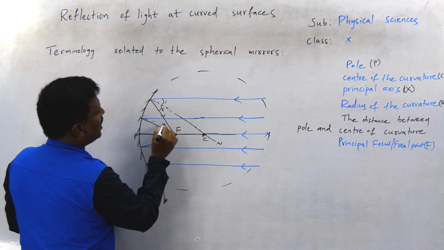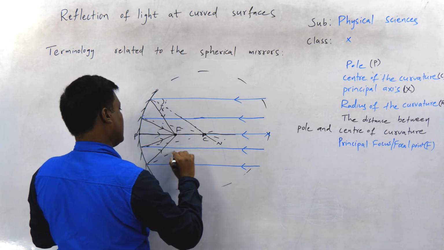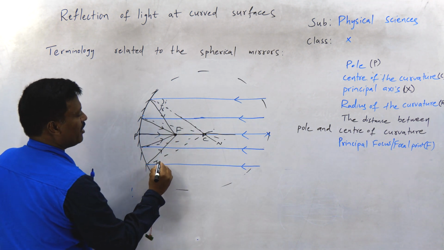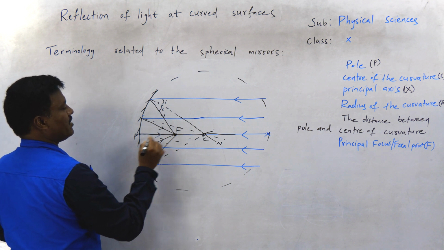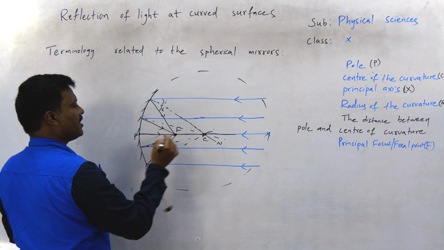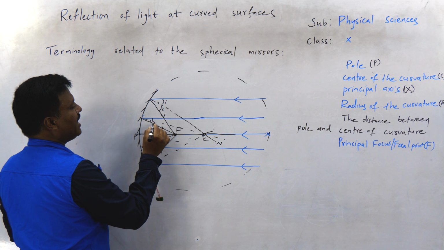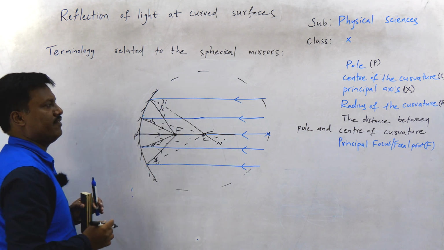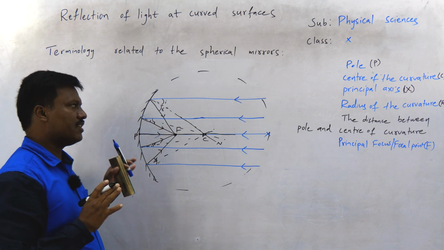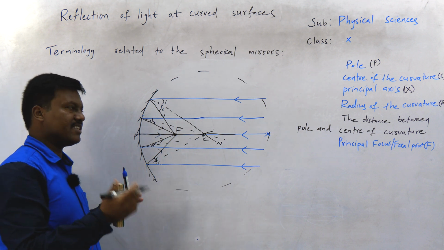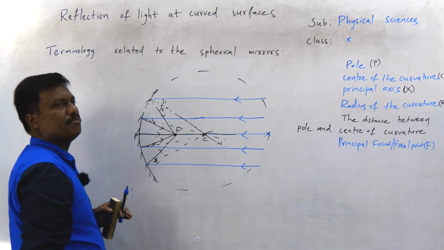Here also you see I draw the normal. Here also I draw the normal. Here also I draw the normal. So every time the angle of incidence is equal to the angle of reflection. Here, since the ray is tracing the same path, the angle of incidence and angle of reflection are 0. So here also the angle of incidence is equal to the angle of reflection. Every time light obeys the laws of reflection. During reflection, light obeys the first law and second law. The incident ray, normal and reflected ray lie on the same plane.